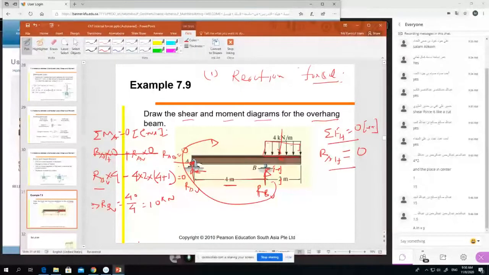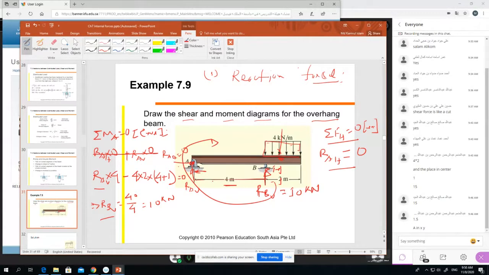Let's check and tell me the result. Is it correct? So our RAV is equal to 10 kilonewton. Please double check and tell me the result. What is the RAV result? Tell me, please.